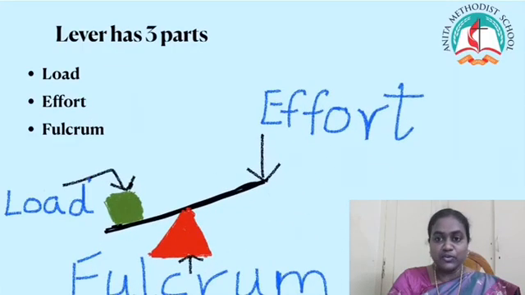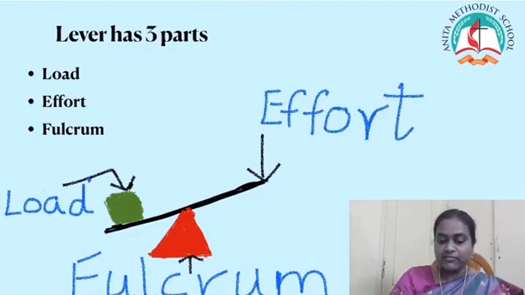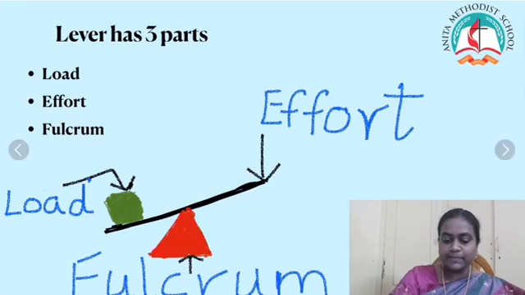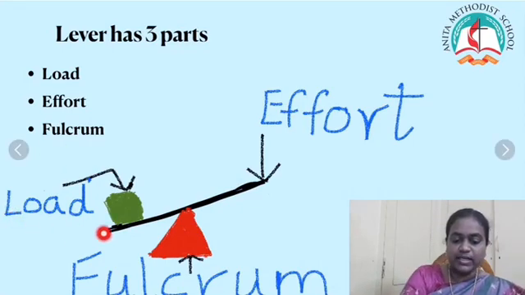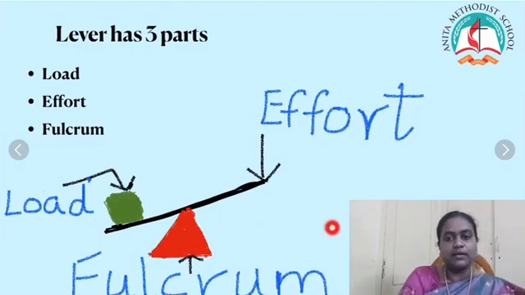Let's look into this picture. Can you see the load? The load is over here. The effort is over here and the fulcrum is over here. A fulcrum is a fixed point. It will not move. It is fixed at one point.